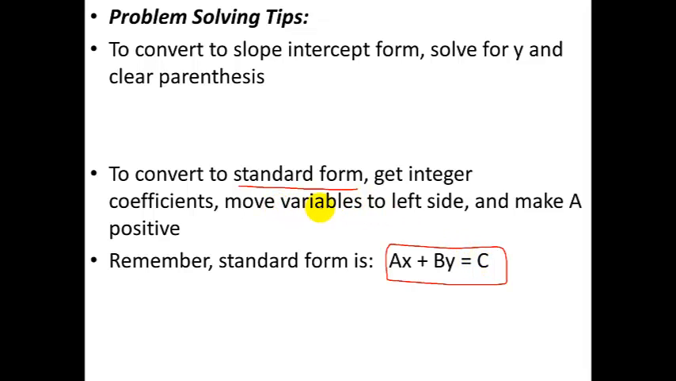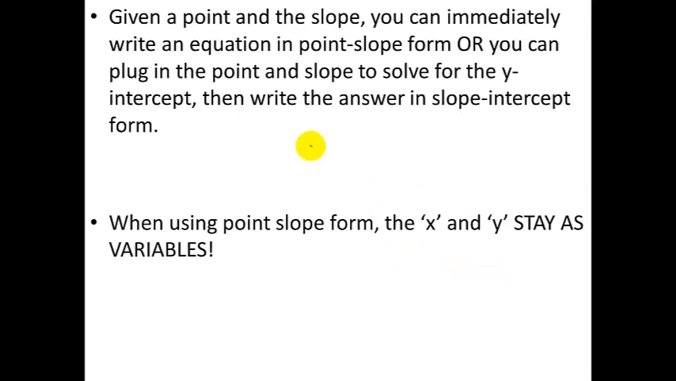We also need to move the variables, the ax term and the by term, to the left-hand side of the equation by adding or subtracting them over to the other side. And finally make a positive, maybe divide everything by -1 if you need to. So you can convert any of these equations into standard form or into slope-intercept form. When given a point and the slope, this is what I was saying before, you can immediately write the equation in point-slope form, or you could do it the old way where you solve for b first.